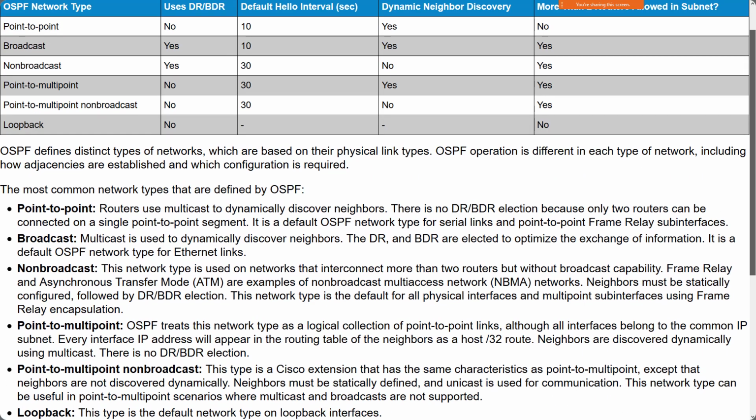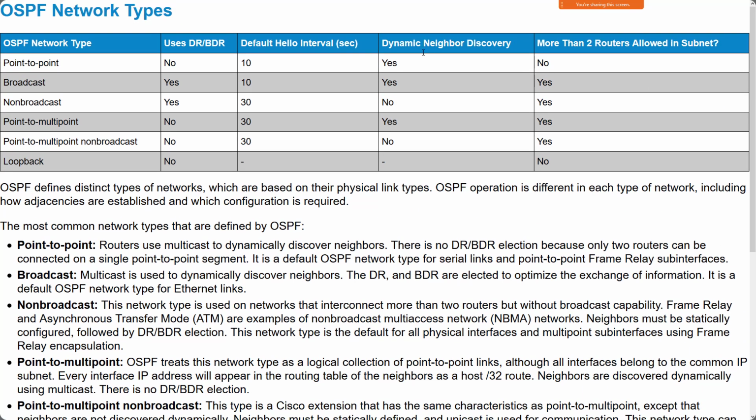Whether automatic neighbor discovery is allowed or not is also important. So here and here, there is no automatic neighbor discovery, which means you have to statically define the neighbors using the neighbor command. It'll still work, but we're going to be converting our hello packets from multicast to unicast by specifying the specific IP address of the peer, the neighbor. All right.